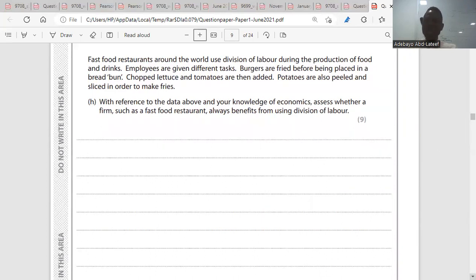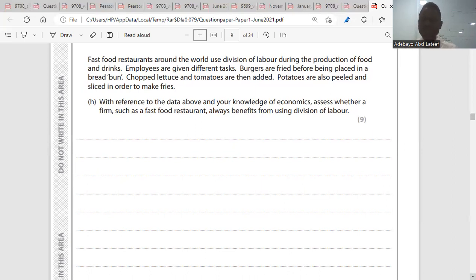The first thing is that we have to define division of labor. Division of labor is the breaking down of production process into different stages, and each stage can be performed by different people. Then we start to talk about the advantages of division of labor. So the first advantage is that it means each worker can concentrate on one aspect of the product. So some workers might concentrate on chopping the lettuce and tomatoes, others might concentrate on peeling the potatoes. So this allows each individual to concentrate on one aspect of the production.